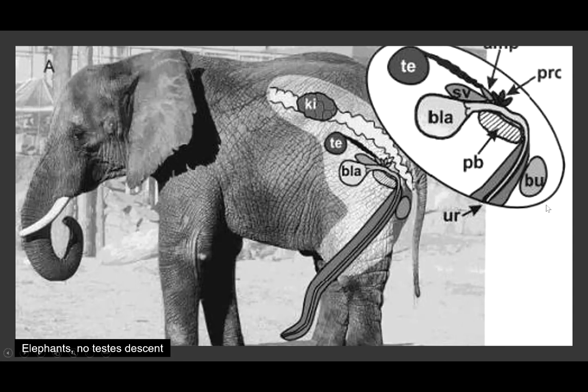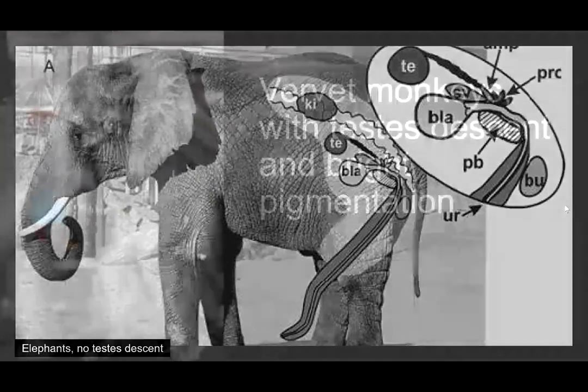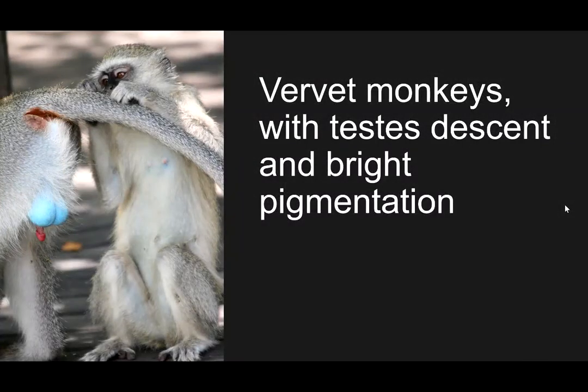Now, primates are unusual in that they not only descend the testes, but they actually do it before birth, typically. And all primates, as far as I understand it, do this. Some of the anatomy that's associated with testes descent is really spectacular. So I wanted to show you these vervet monkeys. They have testes descent, and they have this amazingly bright pigmentation. The scrotum is actually blue, and the penis is that bright red, and just spectacular monkeys, huh?